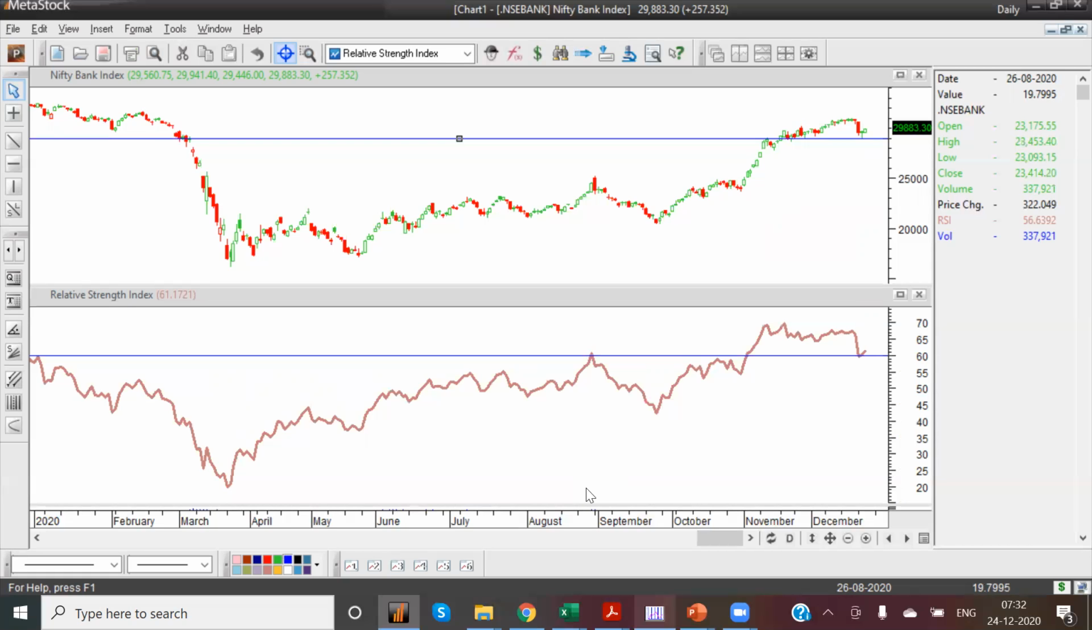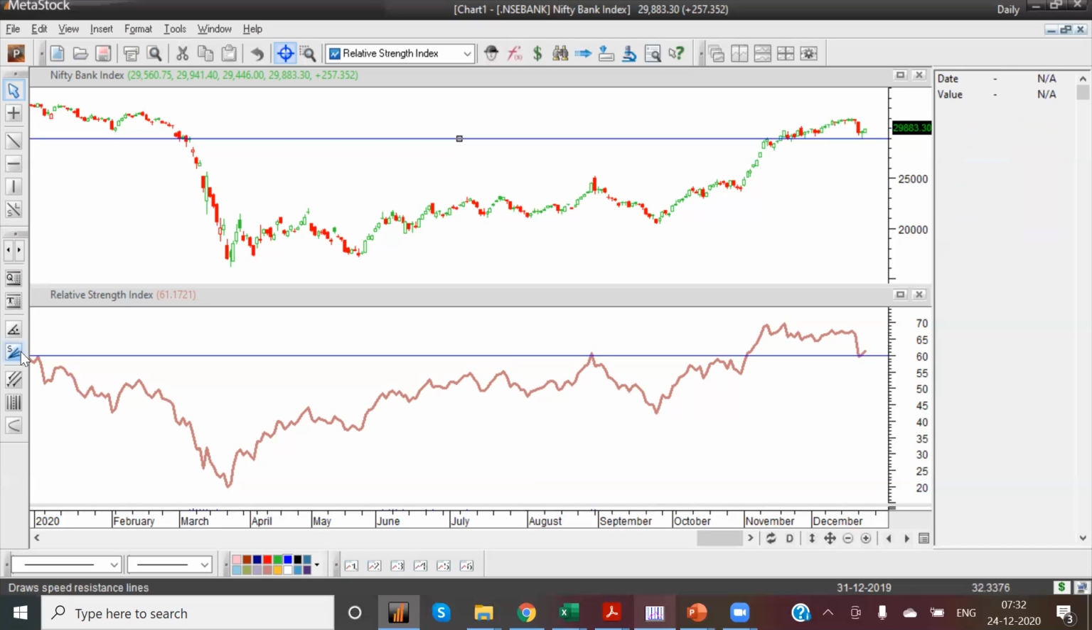As you can see, I've drawn the lower grid, which is the RSI indicator, plotted on the daily chart. This is the blue line which I have marked for the RSI, the 60 line. 60 is generally considered a good, I would say absolute, number which determines whether the markets are getting into a momentum zone or whether the markets have already crossed that momentum part.